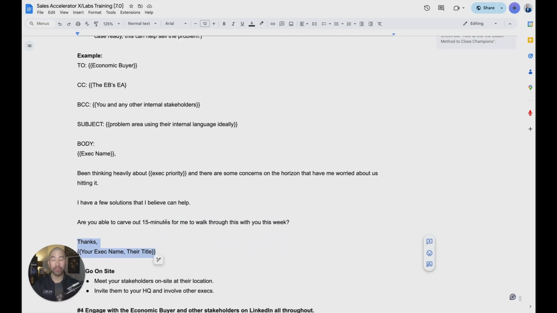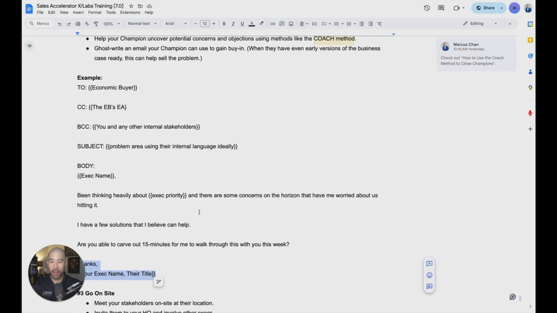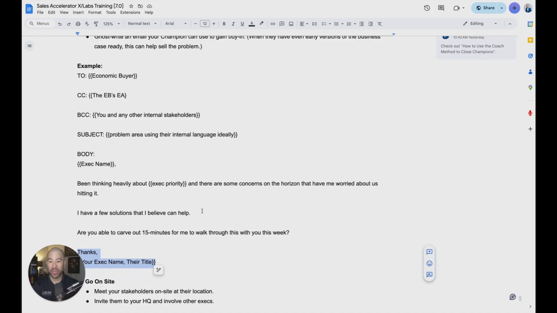So this is super simple, but this is an example of a ghostwritten email that you can write for them. This way they can fill in the blanks, or even better, you fill it out for them, so they can take it and just use it. Make their job easier. But notice here, we're not writing an email to sell the solution. We're not using "we need" language. The problem needs to be sold. This is entirely focused on the problem.